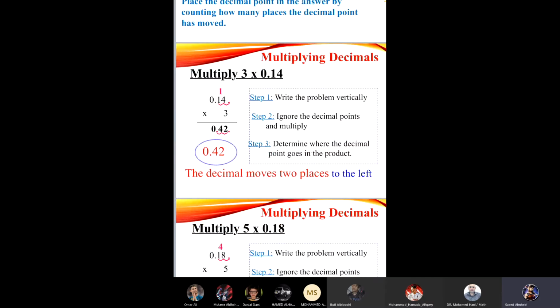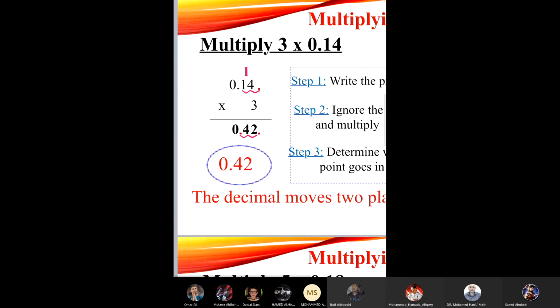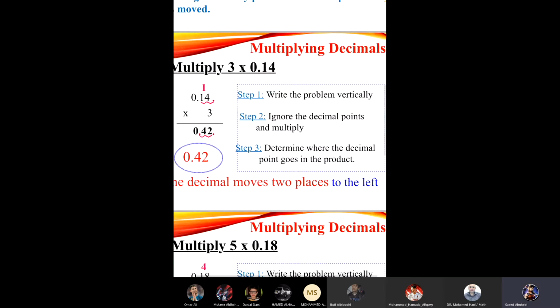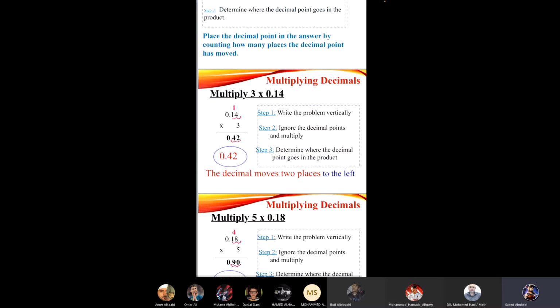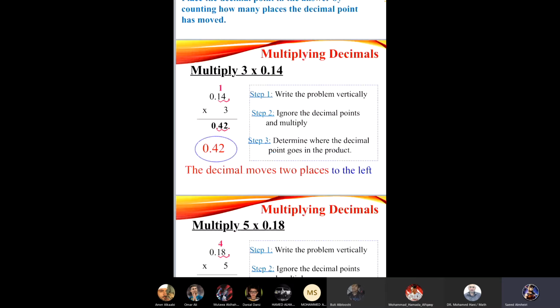Multiplying decimals. Now we're going to show you a decimal: 3 multiply 0.14. Now you can see it there. Now we're going to show you the steps. Three steps. Step 1, write the problem vertically. Step 2, ignore the decimal points and multiply. Step 3, determine where the decimal point goes in the product. The decimal moves two places to the left.